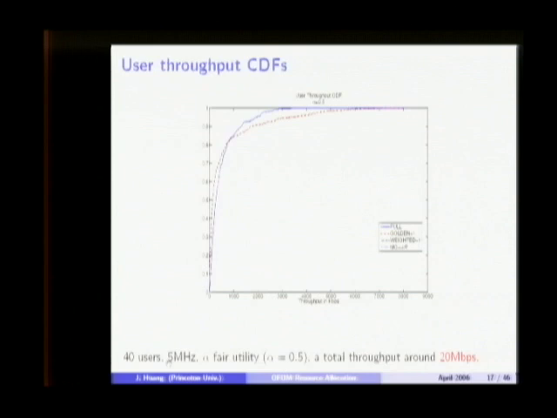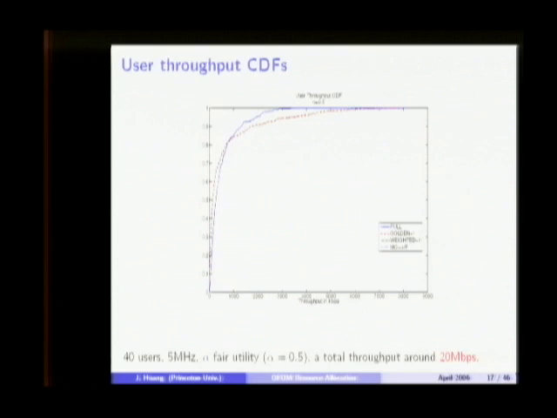Okay, so here's the simulation result. Essentially, we consider a cell of 40 users and bandwidth 5 megahertz. We consider the well-known alpha-fair utility with utility parameter 0.5. Here we consider 4 algorithms. First, the SRT algorithm, which is essentially the scheduling resource allocation with tie-breaking algorithm. The other 3 are heuristics we propose. And this is the user throughput CDF.